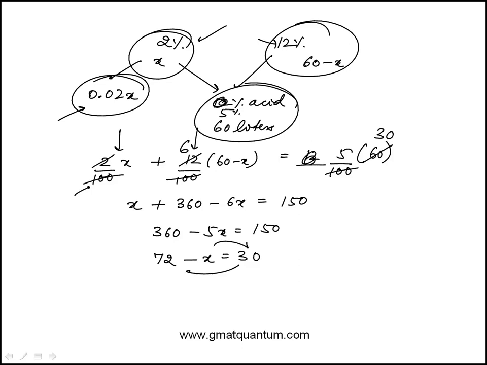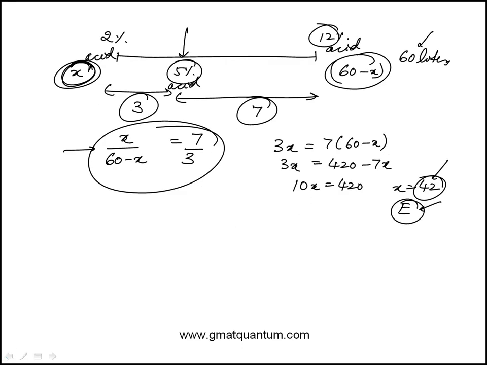Move the x here, move this here. So x is 72 minus 30, which is 42. Same as what we got earlier. So either approach, the answer is E.